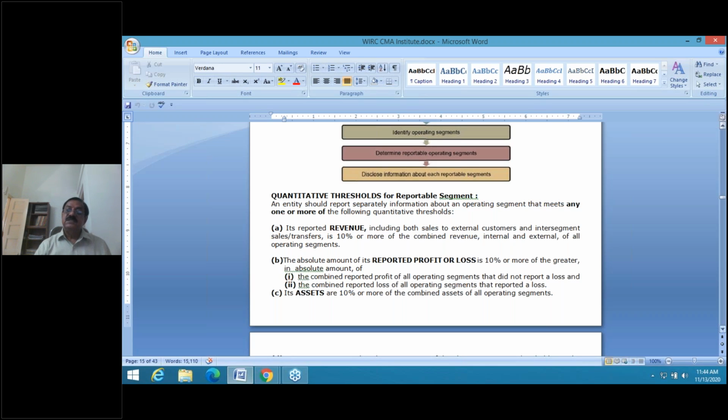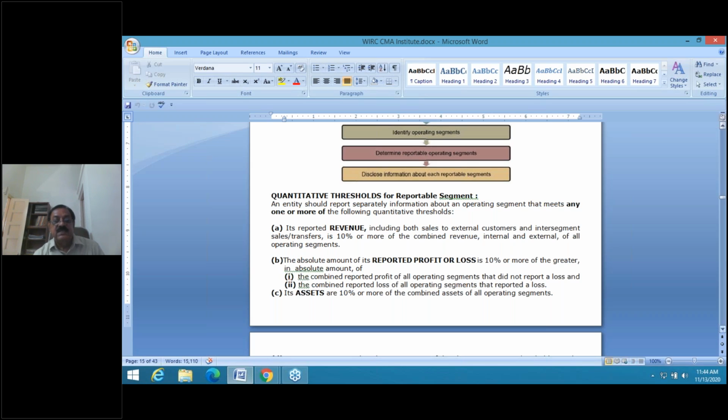So internal sales means departmental transfers, or what you call otherwise branch transfers. So internal as well as external customer sales, the total of all segments, take 10% of this. If any segment has its total revenue, external plus internal, at 10% or more of that, it will be considered a reportable segment. Second is profit or loss.